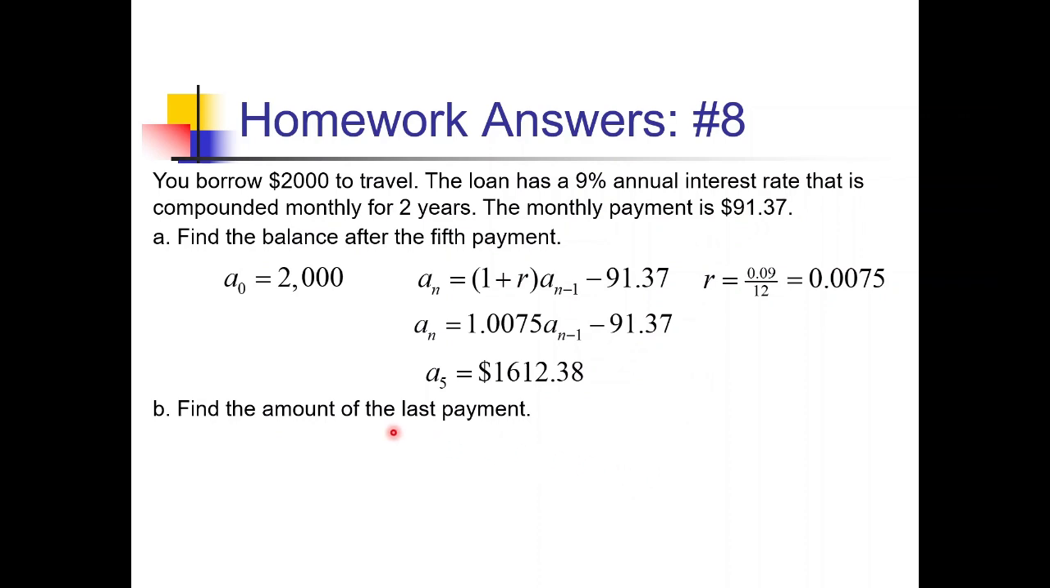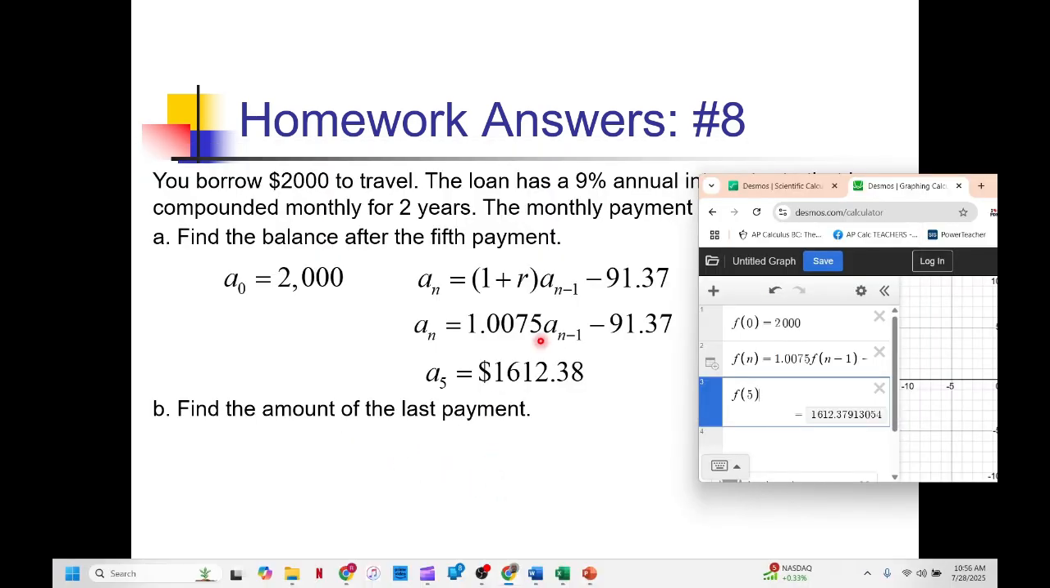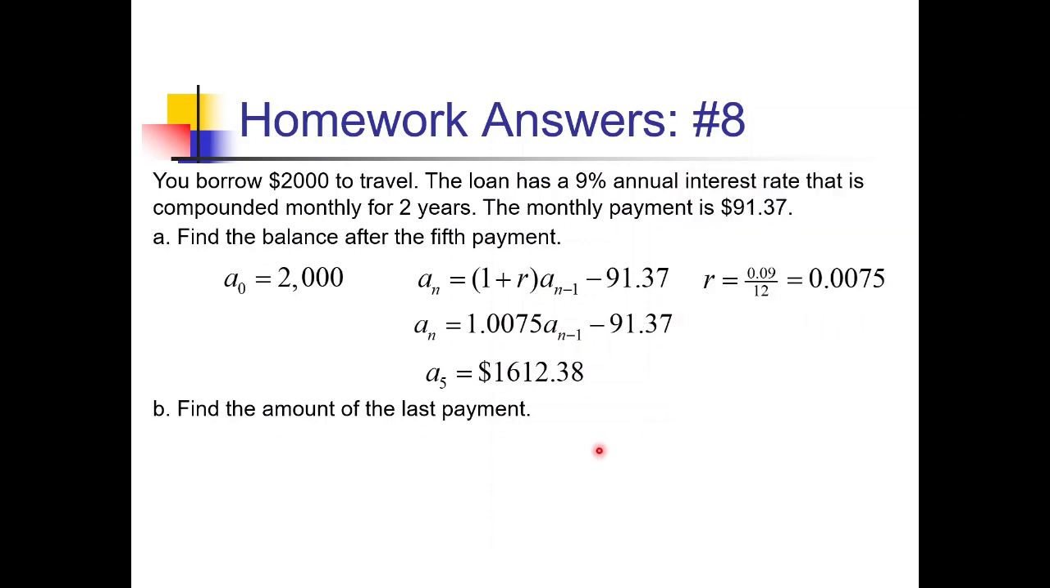So to figure out the amount of the last payment, how many total payments would there be in this? We've got monthly payments for 2 years. 2 times 12 gives us a total of 24 payments. So I'm actually going to need to figure out my balance after payment number 23. So let me go to Desmos and do f of 23, and that leaves me with a balance of $90.68. So that's the balance after the second to last payment.